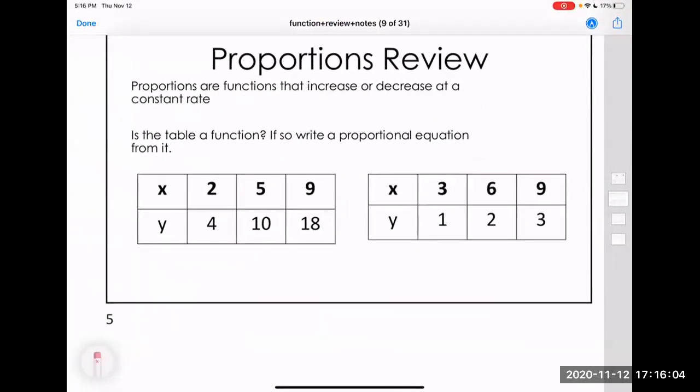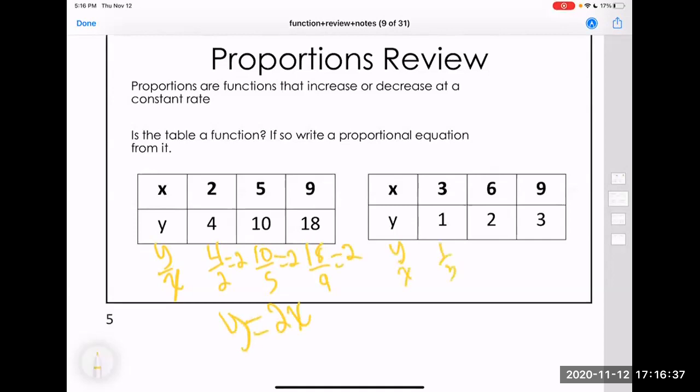This is a proportions review. So proportions are functions that increase or decrease at a constant rate, and they start from the origin. So is the table a proportion? If so, write a proportional equation. That's where we do our y over our x, so our 4 over our 2, our 10 over our 5, and our 18 over our 9. So we should have gotten that all of these are 2, and our proportional equation is y equals 2x.